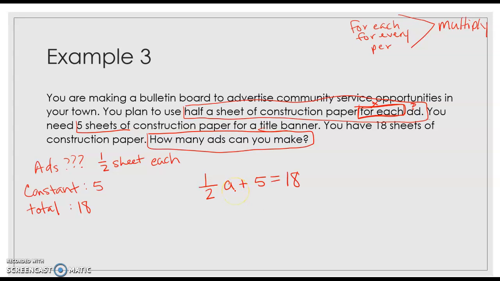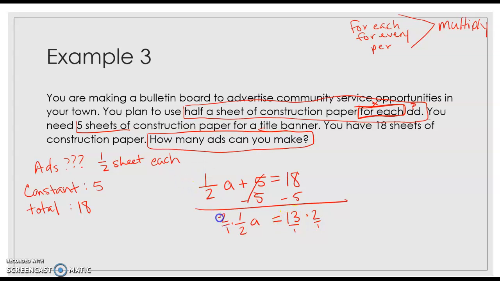So from here, it's just solving a 2-step equation, right? I need to zero out this 5, so I'm going to subtract 5 from both sides. So now I'm left with 1/2 A equals 18 minus 5, which is 13. Now from here, just like we did in 2.1, we've got a fraction. We don't divide by fractions. We multiply by their reciprocal. The reciprocal of 1/2 is 2/1. So we're going to multiply by 2, technically over 1, but this is also 13/1.